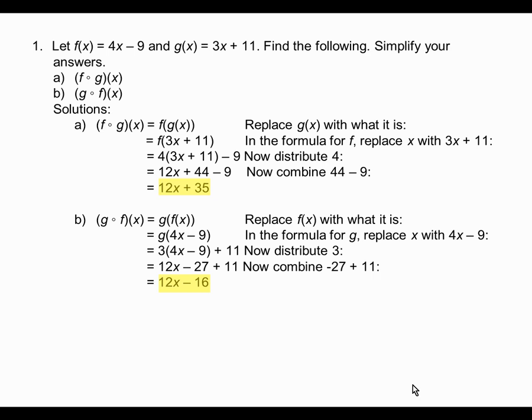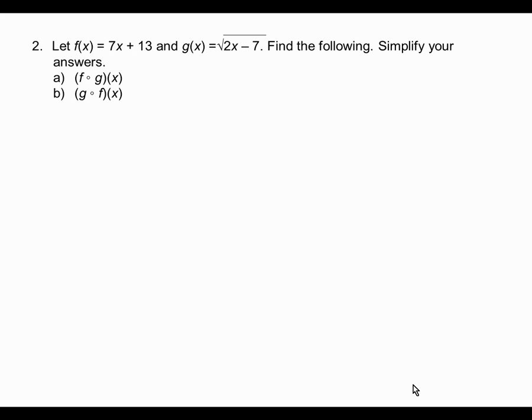Now, typically, if the functions are kind of nasty, there's not a whole lot to do, because you can't really do anything with really nasty functions. So my example number 2: we'll let f of x equal 7x plus 13, and g of x will equal the square root of 2x minus 7. So find the following, simplify your answers. Part A, f composed with g of x. Part B, g composed with f of x. Okay, notice f is not too bad. g is kind of messy.